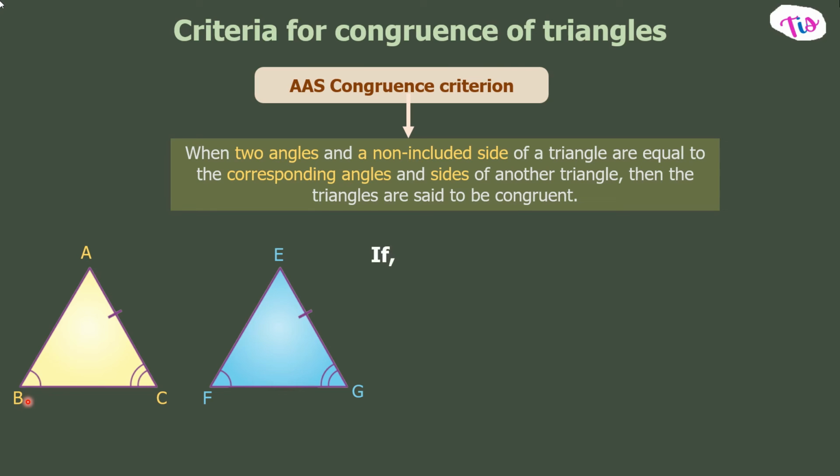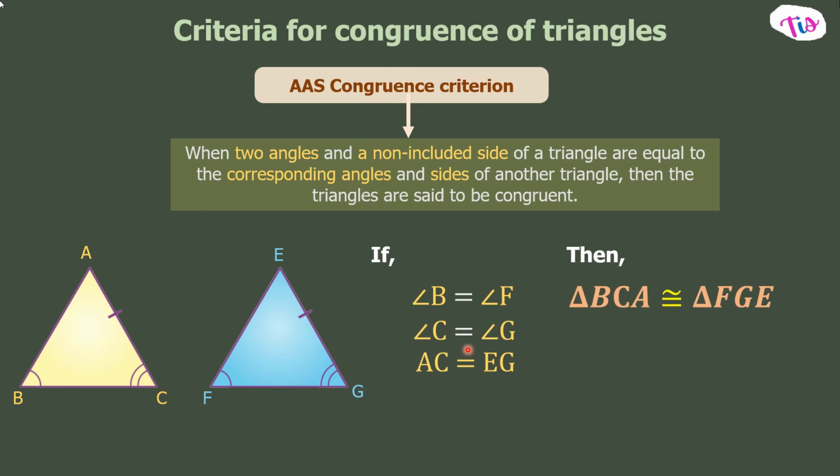So let's write it down. If angle B is equal to angle F, angle C is equal to angle G, and the third side AC, non-included side, right? It can be AC or it can be BC, any one of these. So AC is equal to EG, right? Then these two triangles will be congruent by AAS congruence criteria, and again, it is very important to be careful with the order of the triangle. So in this case, triangle BCA will be congruent to FGE. So that is AAS congruence criteria.